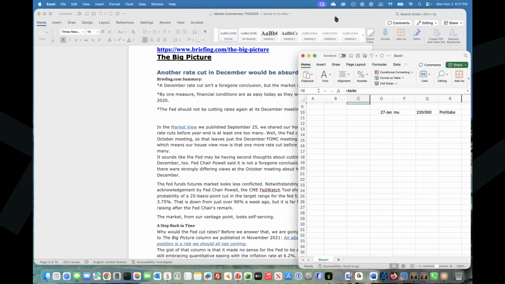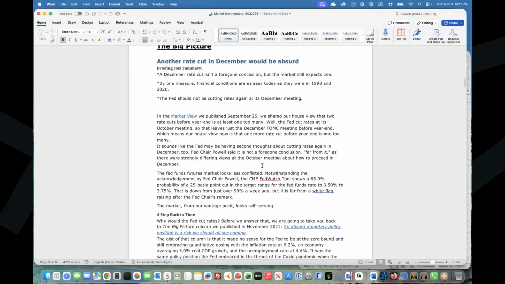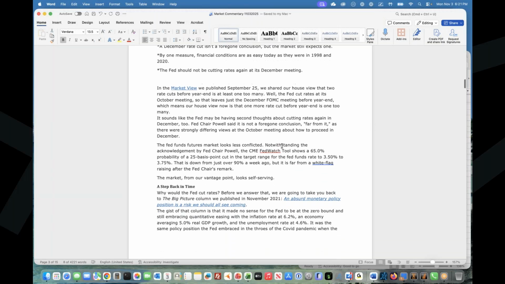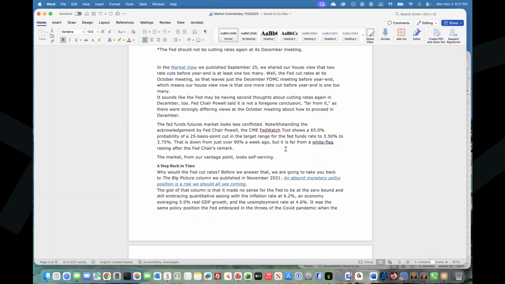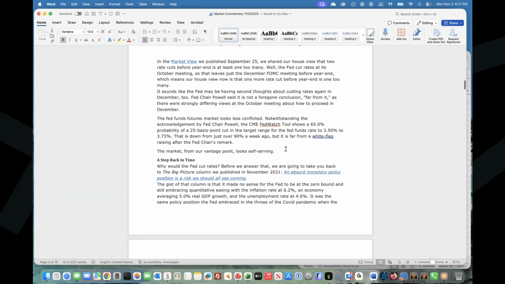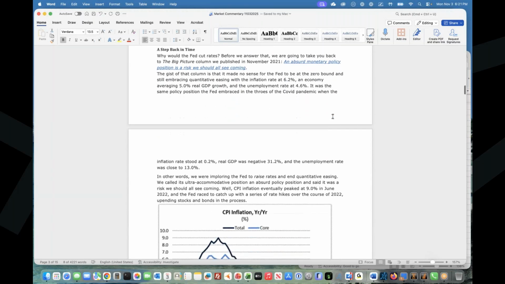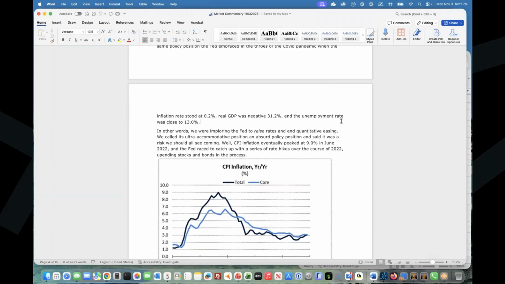The big picture, this is really interesting. If you guys listen to the Fed chair talk, the subtitle here, another rate cut in December would be absurd. That's kind of the message that we got from the Fed chair. He pretty much said it's not etched in stone. Don't count on it. It's not a foregone conclusion. Probably far from it. And then he gave an analogy that, you know, when you're driving in the fog, you slow down. And so it sounds pretty solid that the Fed's not going to do anything, especially if they don't have clear data because of the government shutdown.